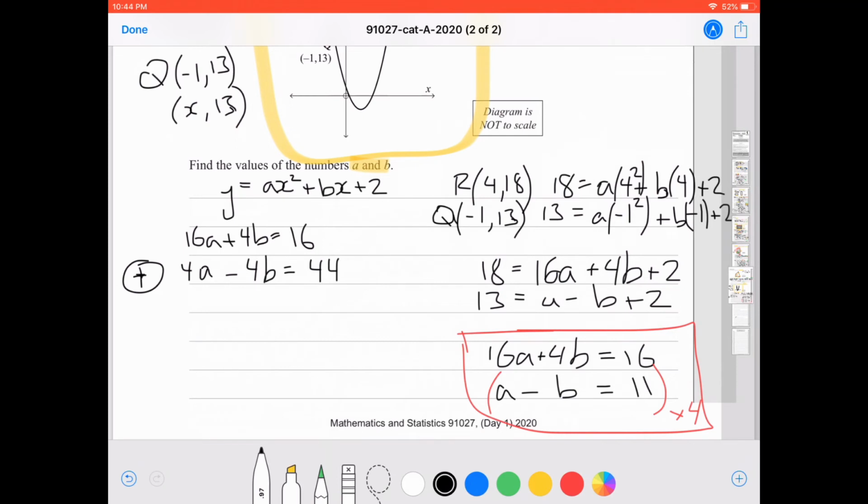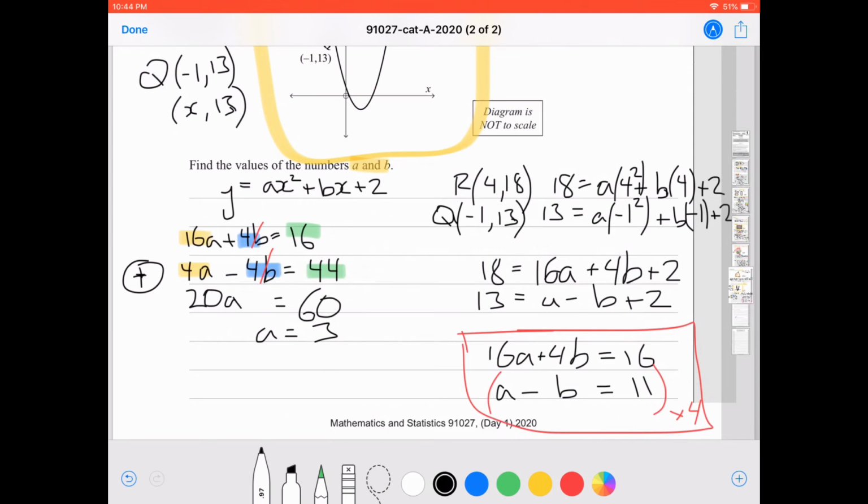Okay, so work in columns: the a's, the b's, and our single digits, we're adding. So 20a, the b's cancel out, and it equals 16 plus 44, which is 50. It's not 50, that's 60 rather. Solving for a, a equals 60 over 20, which is 3.